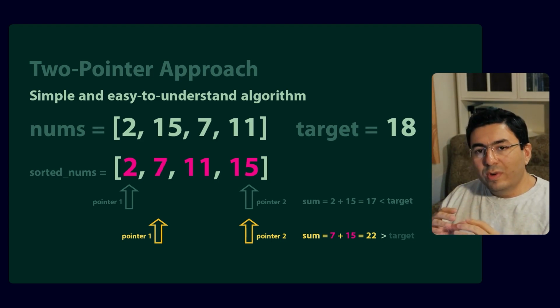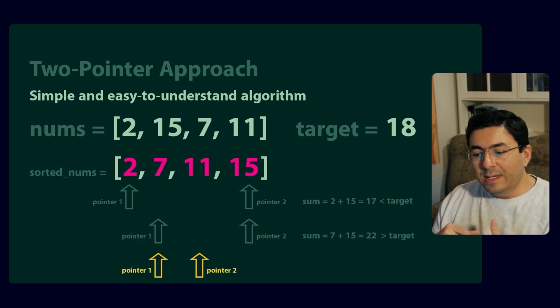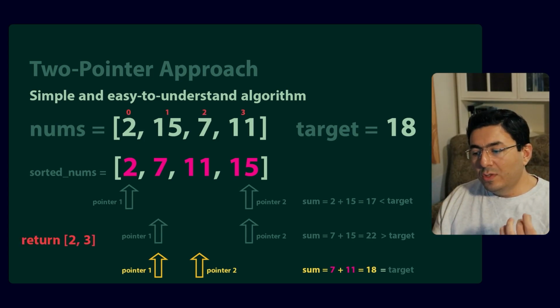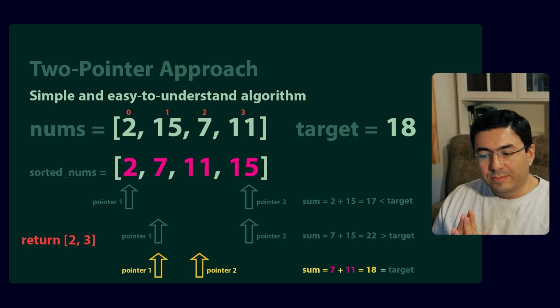If the sum is greater than the target, we move the second pointer backward to decrease the sum. If the sum is equal to the target, we have found our answer and we return the indices of the two elements that add up to the target.